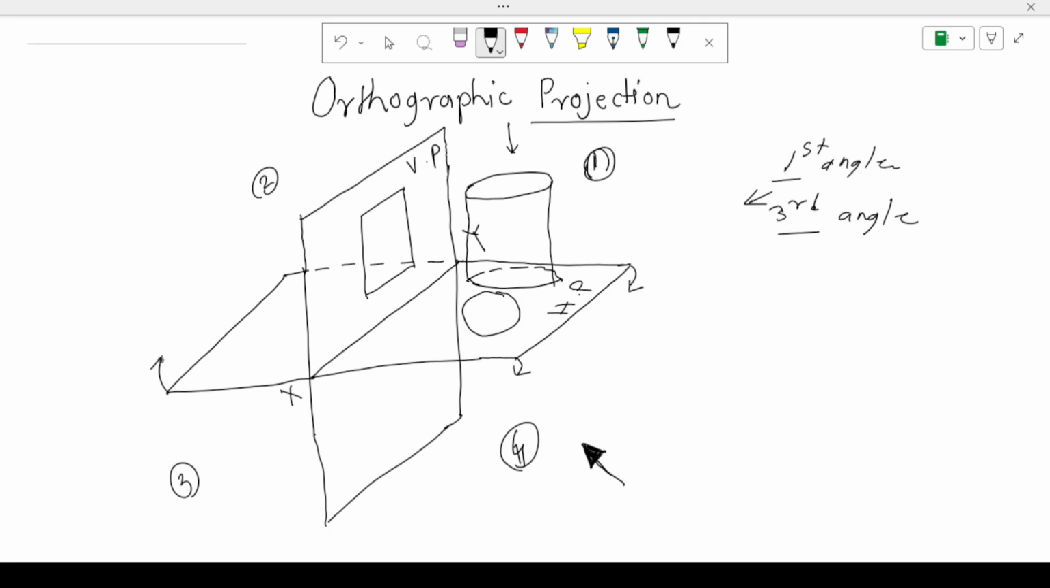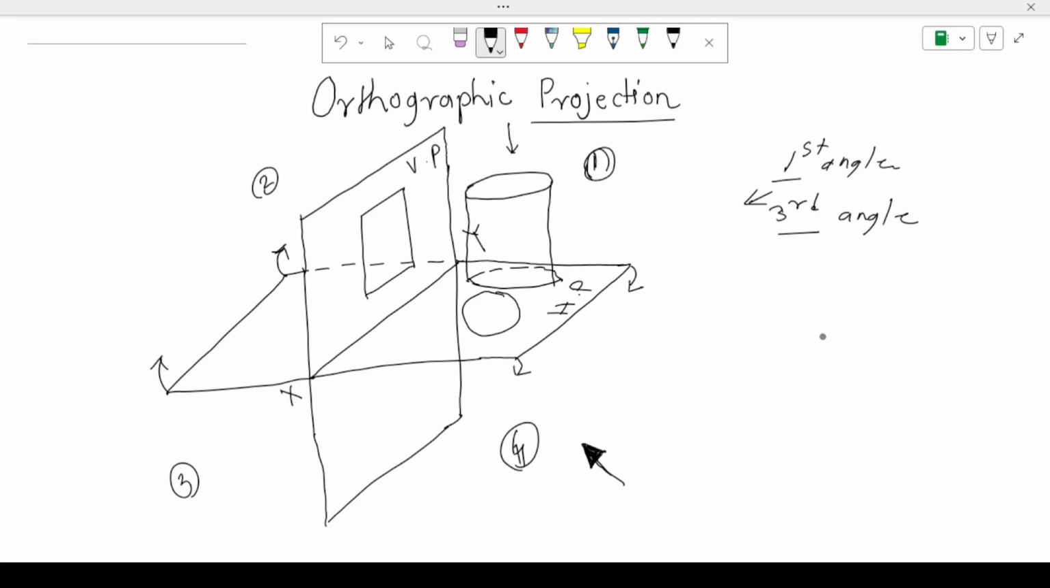So when the front view and top view are formed on the vertical plane and horizontal plane, the horizontal plane rotates in a clockwise direction from this intersection. So our top view comes below the XY line. So our top view comes here.